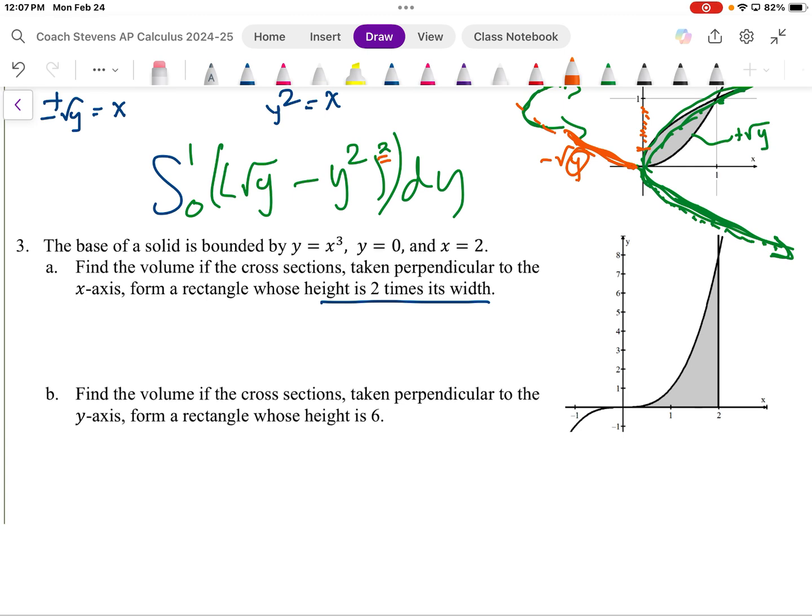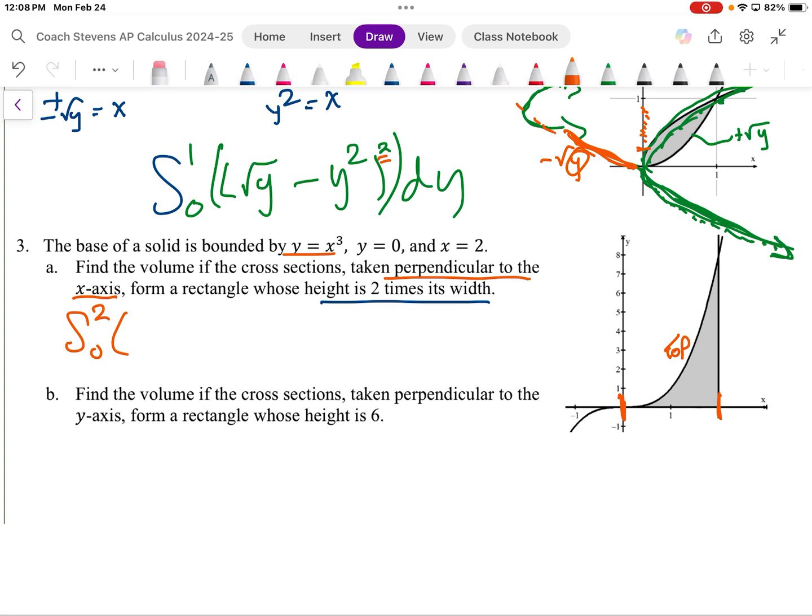All right, so again, they tell us with respect to x, which lets me know that I can leave my equation alone. I don't have to change it. When they say with respect to y or perpendicular to y, then I'm going to have to change it in terms of x equals. So on part A, I can leave it the way it is. I'm going from 0 to 2. We can see that the x cubed graph is on the top.